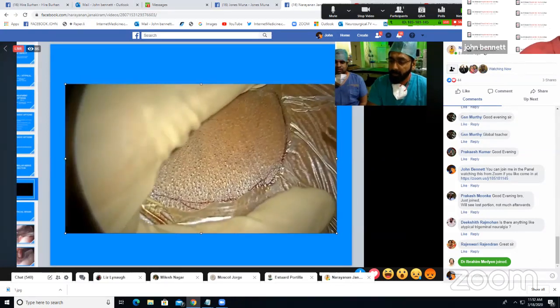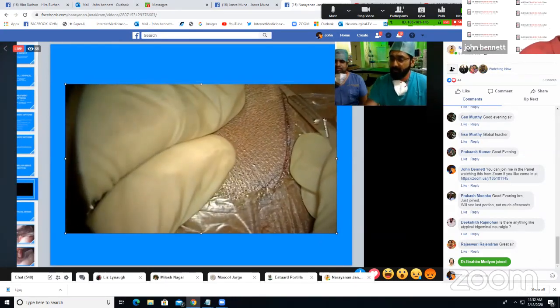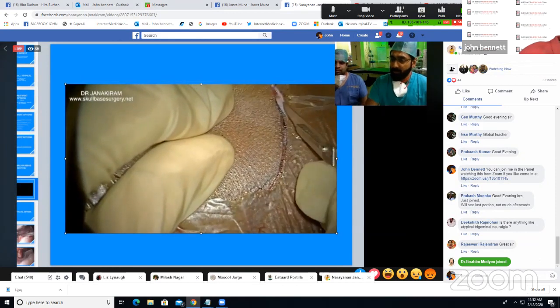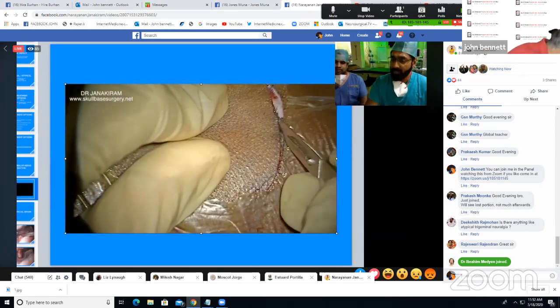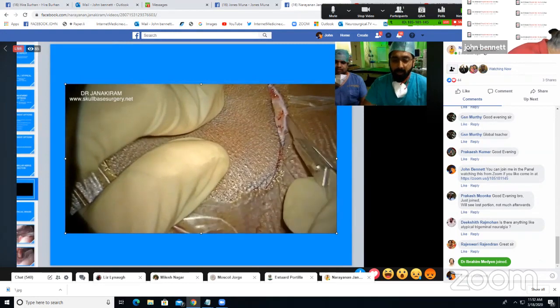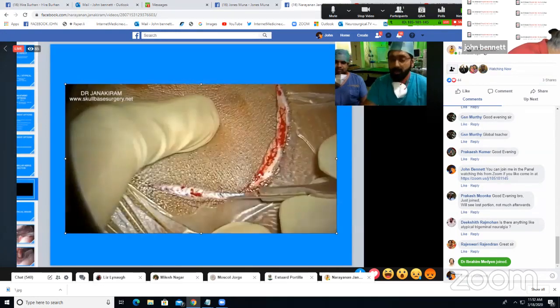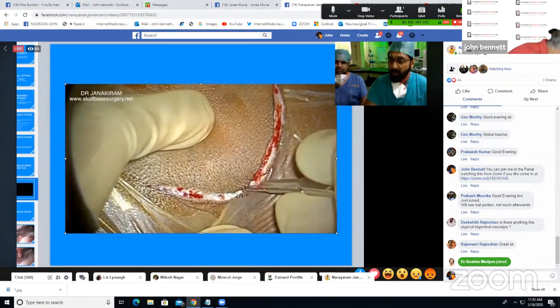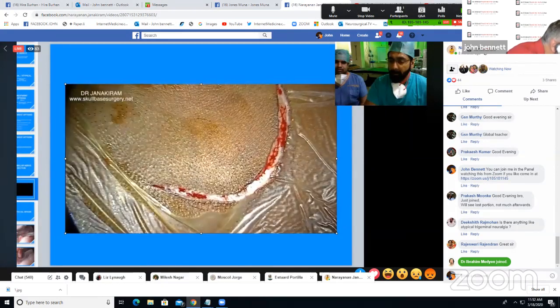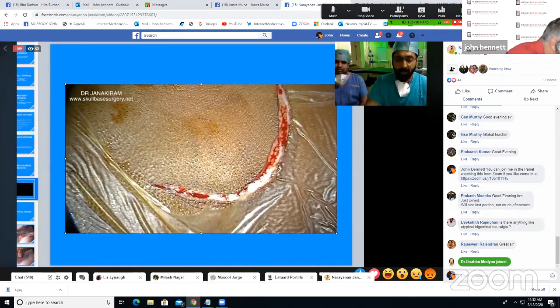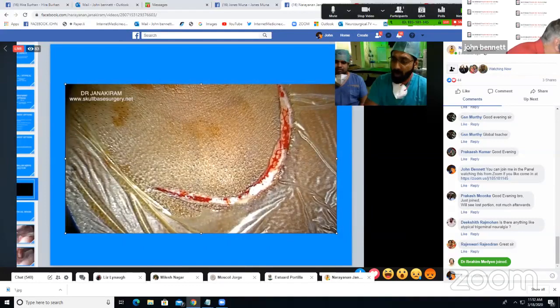Now we start off with the incision. You can see here we are making the incision from the mastoid tip, and that is the incision which is being done. I'm going to show you a step-by-step video of how we do it.